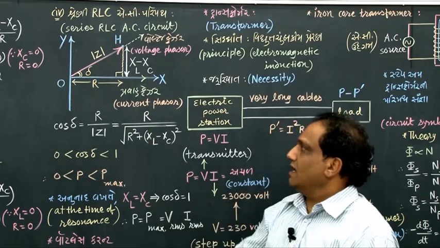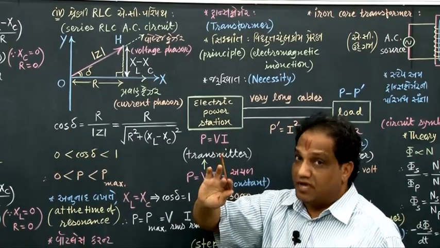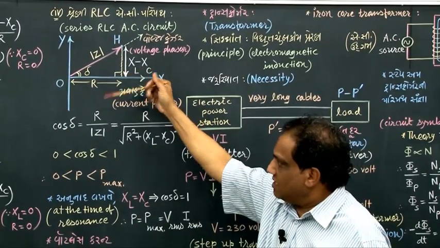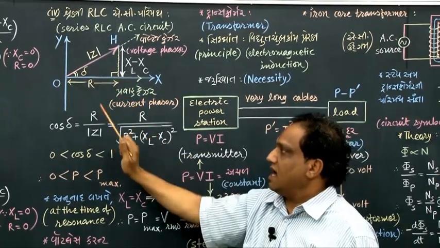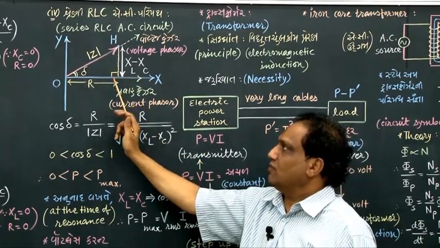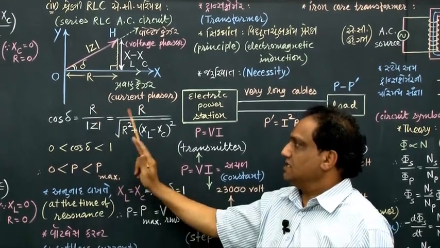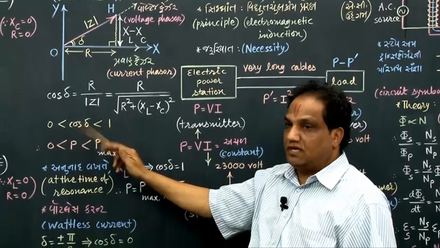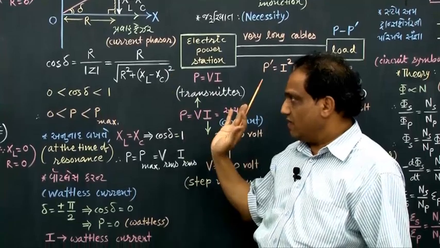Fine. And now tell me, if I want to find out cos delta, what will it be? Adjacent side to delta divided by hypotenuse. Adjacent side to delta is R, divided by hypotenuse, that is opposite to right angle, that is mod Z. Can you recall formula of mod Z? Under root of R square plus (XL minus XC) whole square.